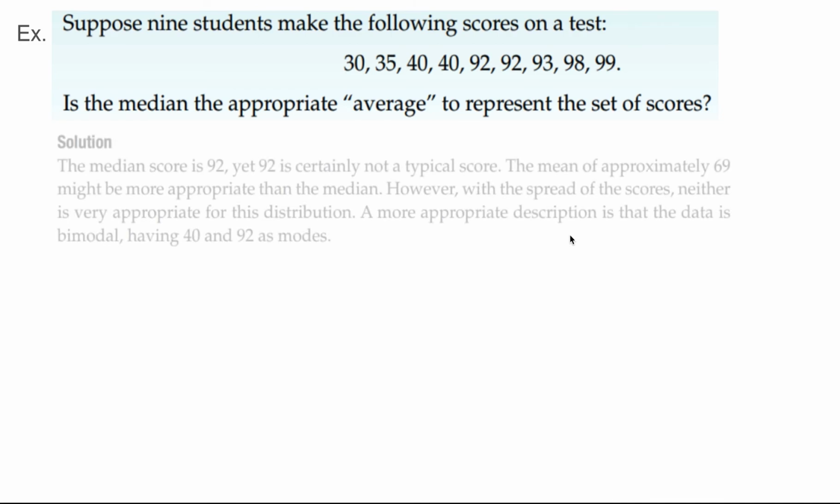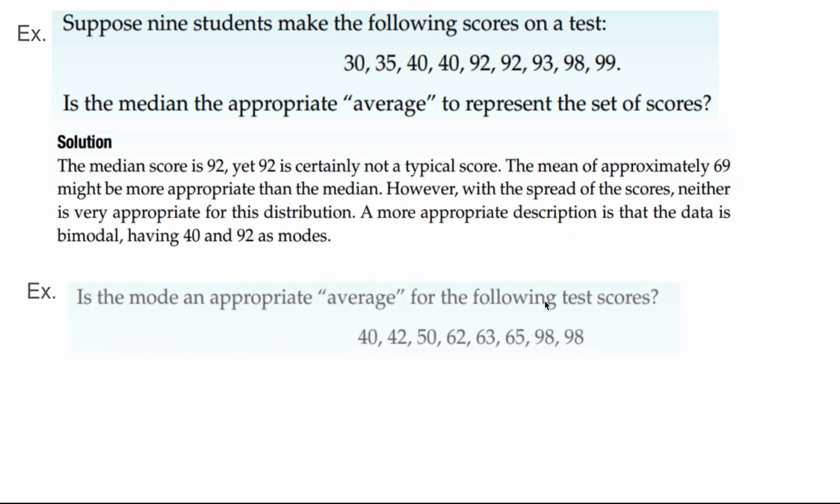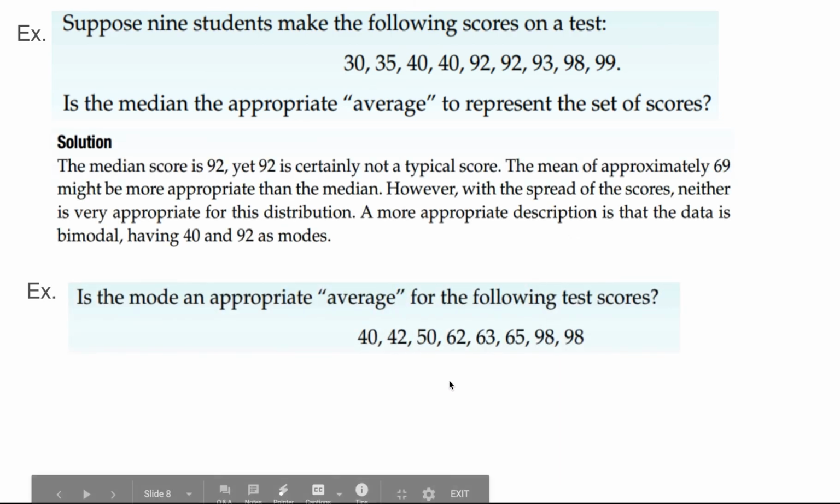Okay, and let's think about the next example. How about the mode for this set of data? Do you think the mode is an appropriate average for the following test scores? What is the mode? Let's see: 40, 42, 50, 62, 63, 65, 98, and 98. 98 is the mode in this set of scores.